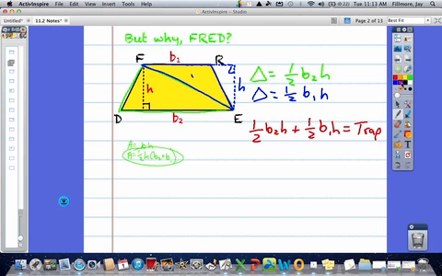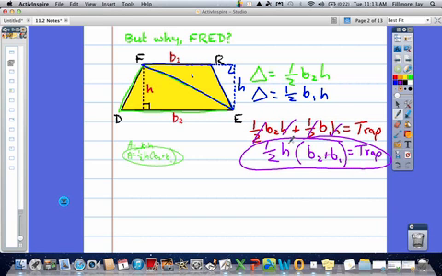So what we can do is employ some Algebra 1 skills and factor some things out. We have 1/2 that's in common, I'll factor out. We have h that's in common that I'll factor out. And the only thing that's left inside is B2 plus B1. And that's how we get the formula for the area of a trapezoid. So we have two different methods we can employ.